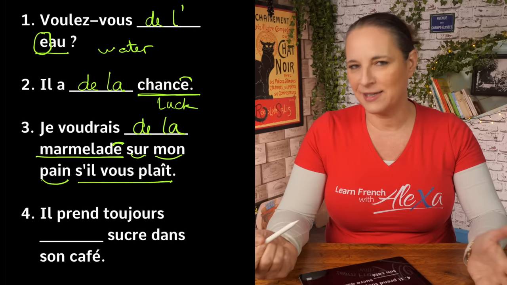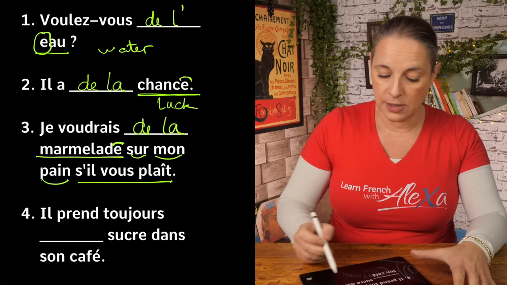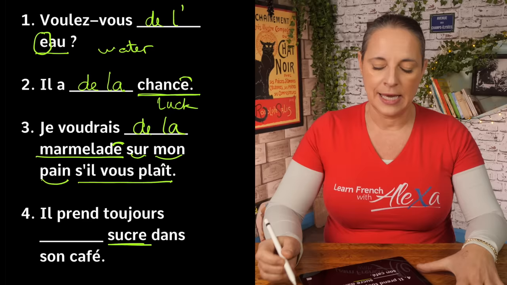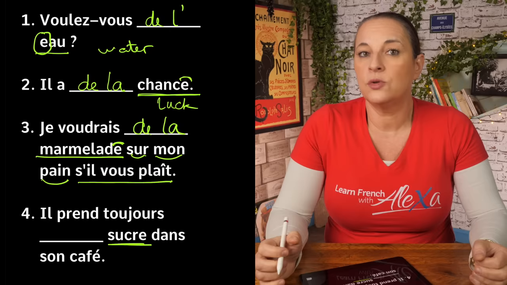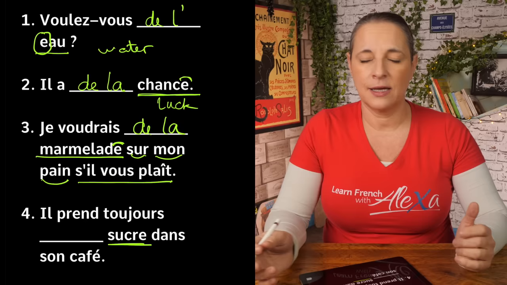Let's have a look at number four. Il prend toujours something dans son café. So, toujours something sucre, that's sugar, okay, dans son café. Okay. Il prend toujours du sucre, de la sucre, de le sucre, des sucres. Well, it can't be de l'apostrophe or des. Okay, we know that because it's not plural. It doesn't begin with a vowel or an H. But it can be du and it can be de la.